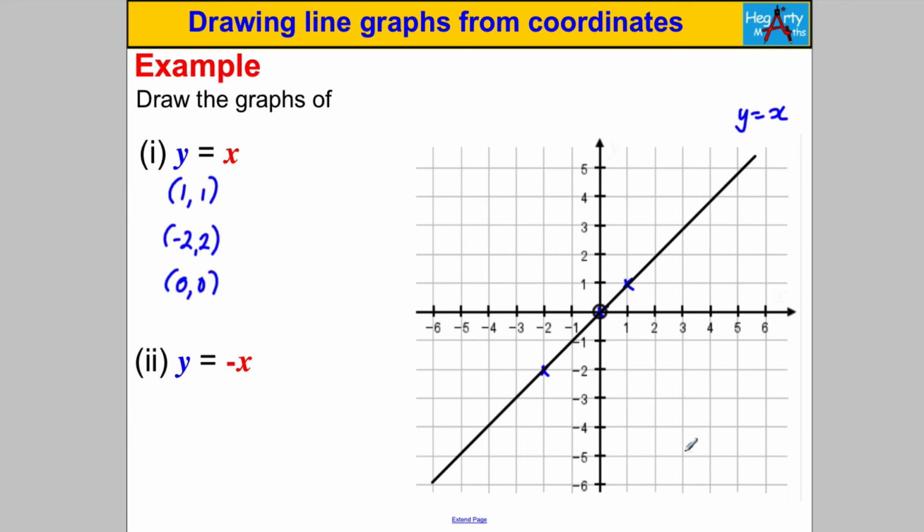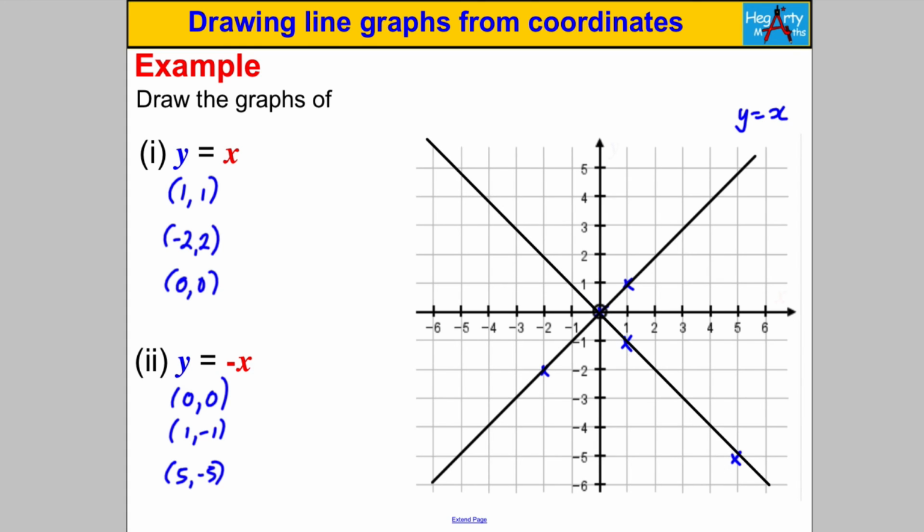What about y is negative x? Well, by symmetry, it's going the other way. If you're struggling, 0, 0 is one point. If you put, I don't know, x to be 1, y would be negative 1. And if you put x to be, I don't know, 5, y would be negative 5. So let's plot 0, 0, 1, negative 1, 5, negative 5. Oh, and yes, it's a diagonal line like this. Okay, so we can just draw it in like that. And that's the line y equals negative x. And we've just got to be able to draw them really without coordinates.